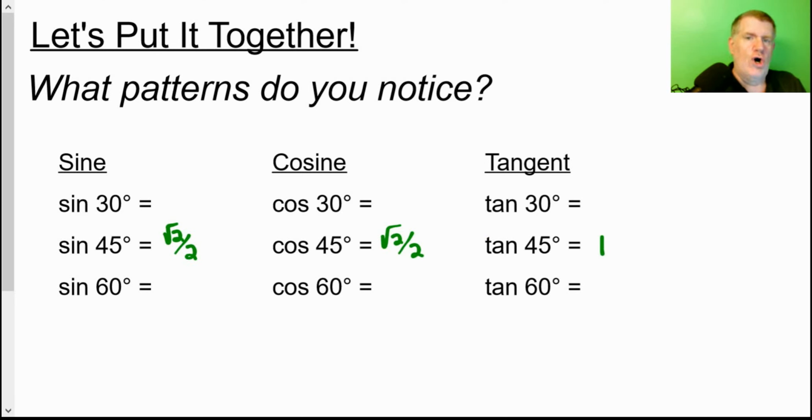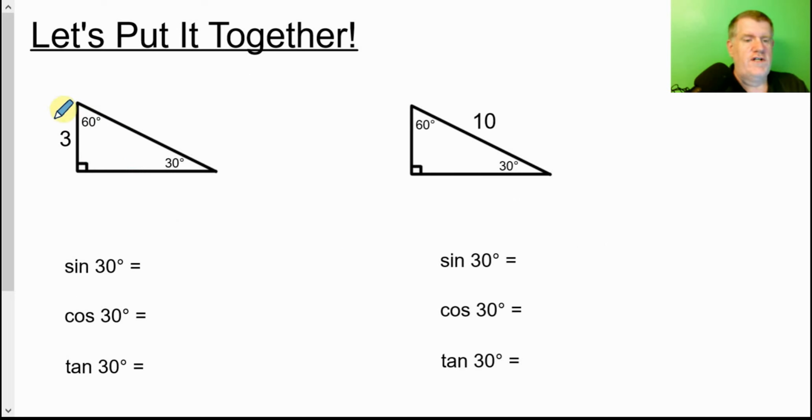That's true all the time. Alright, so here's our 30, 60, 90 triangle. That's 3, which means that's 6. And this is 3 roots of 3.